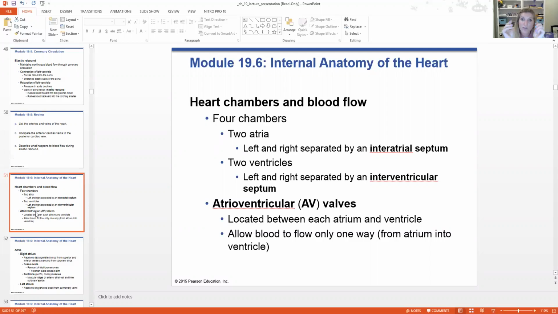Between the atria and ventricles on either side of the heart is an atrioventricular valve, or an AV valve. These AV valves help regulate the blood flow from the atria to the ventricles. It's located, again, in between the atria and ventricles and allows for this unidirectional flow of blood. Blood will only flow from the atria to the ventricle. It does not flow from the ventricle to the atria. If it does, you have an issue.